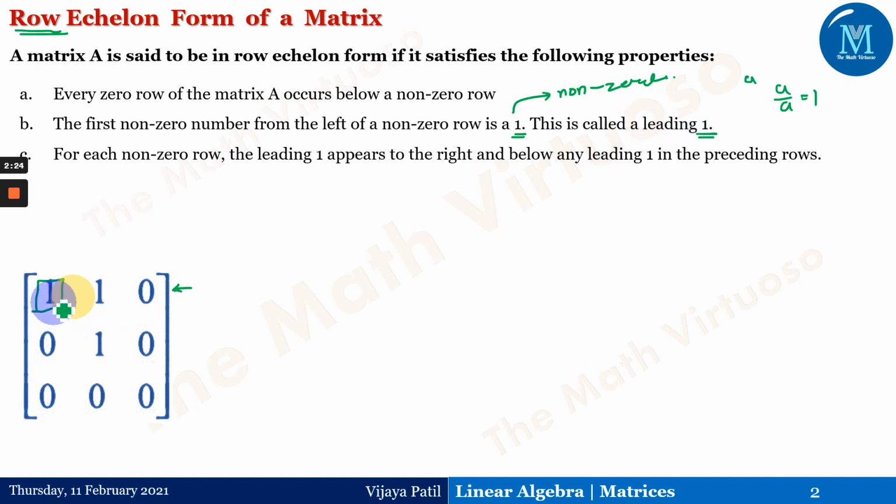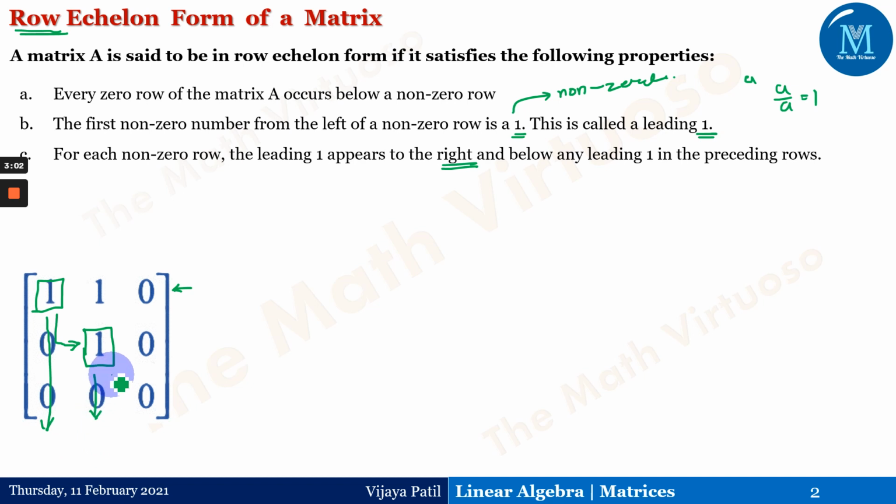As this is the first non-zero element of this row, everything below this number should be equal to 0. Every element below this one has to be equal to 0. Now getting to the second row, I should have the first non-zero element towards the right-hand side of the previous one. That is what has been written here. Again, if this is a 1, then everything below it has to be equal to 0.